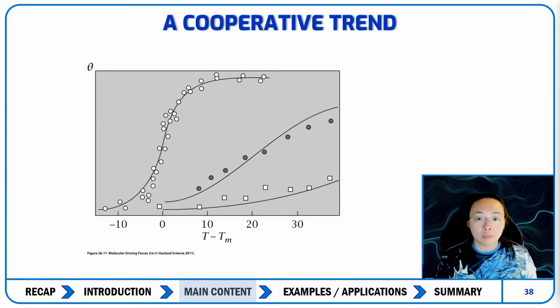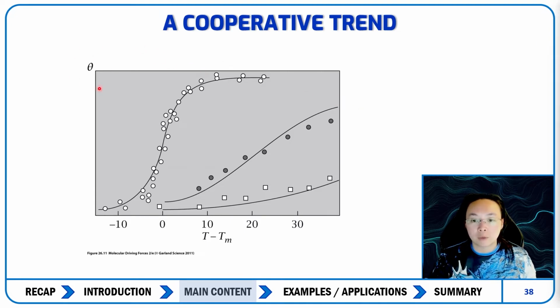So when we talk about a cooperative trend, it essentially means a sigmoidal curve like this. These are different curves for different N-mers. So we can see that the longer the polypeptide chain, the steeper and more pronounced the sigmoidal curve. What does this mean, and what can we get from this graph? It means the larger the polymer chain, the more sensitive it is to temperature changes. The shorter the polymer chain, the less sensitive it is to temperature changes.